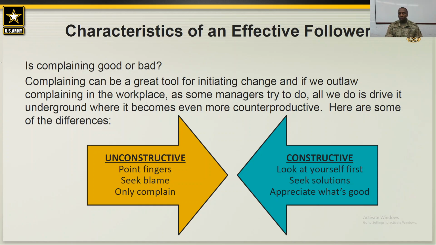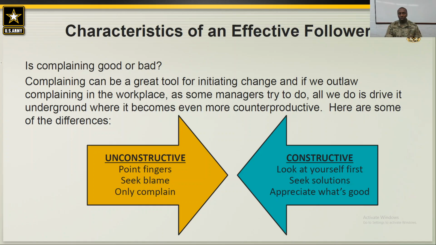Another one is seeking blame. But constructively, you should seek solutions. Going in with the intention of making people admit that they're at fault is rarely productive. Does it really matter whose fault it is? Forget blame and focus on moving on and finding lasting solutions.